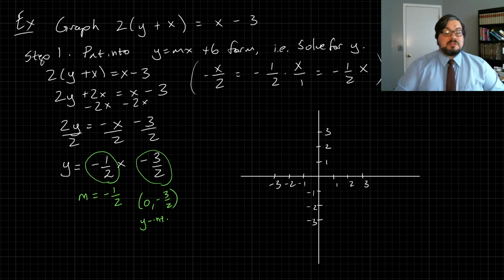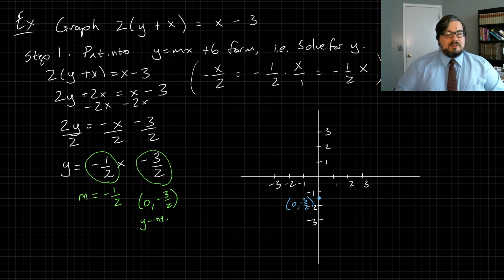All right, so the first thing to do is graph our y-intercept, which in this case is at (0, negative 3/2). Now 3/2 is the same as 1 and 1/2, so there we go. There's our y-intercept. So next we want to deal with our slope.